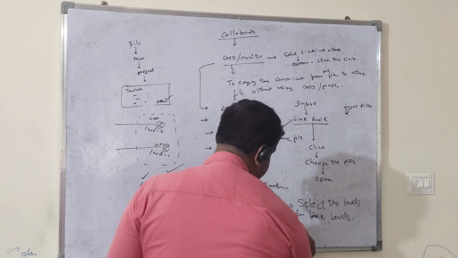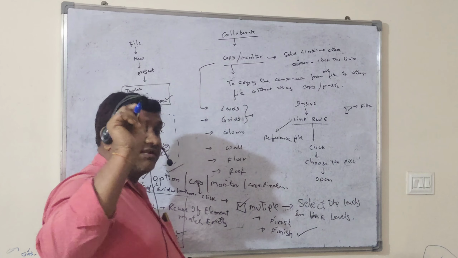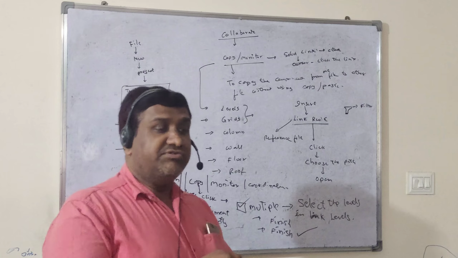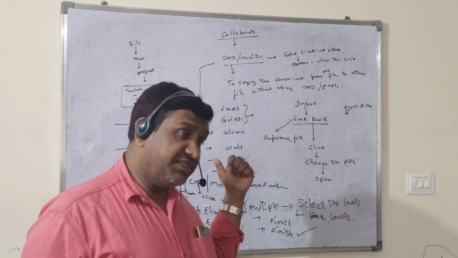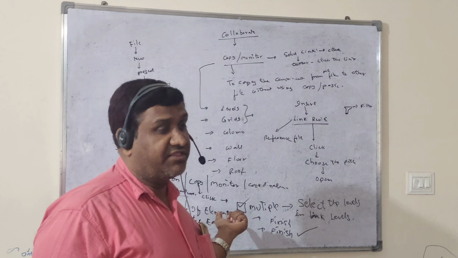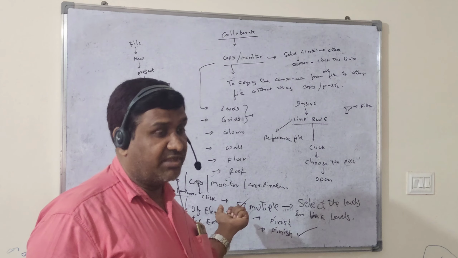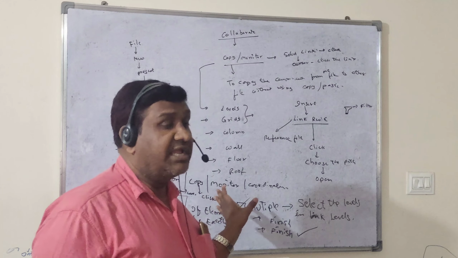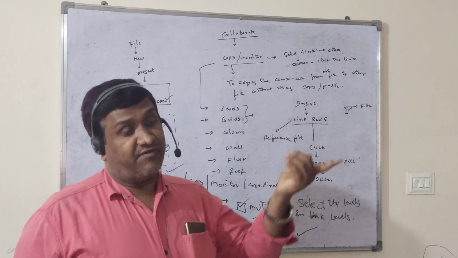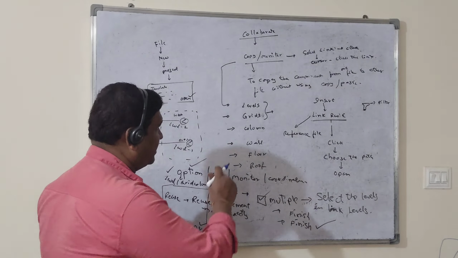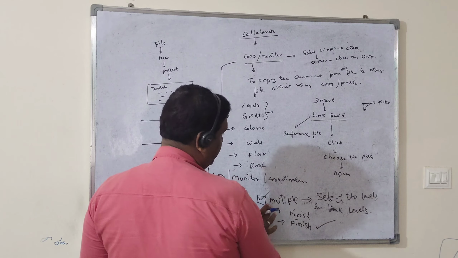After completion of this Finish, there is one more Finish menu. You just click the tick mark beside it. So your copy monitor has been done with the levels. Only the levels copy monitor has been done. So this is the process for making the copy monitor from one file to another file. This way the levels are copy monitored.